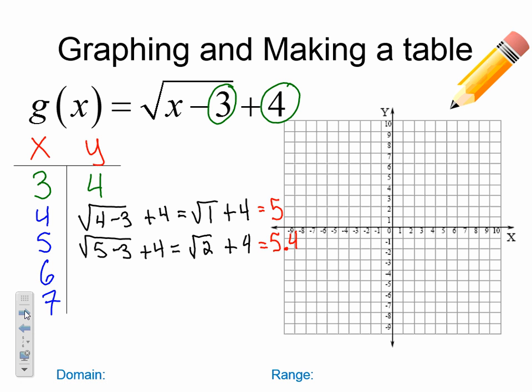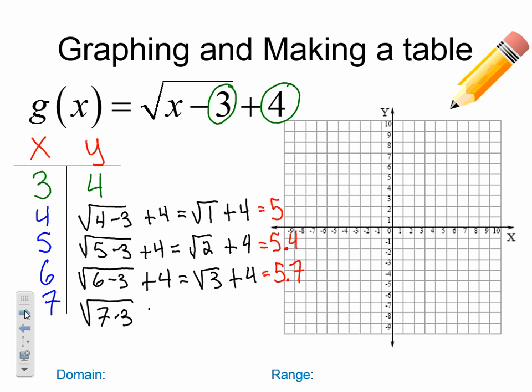Continue on, we're going to do the same thing. Square root of 6 minus 3 plus 4 equals the square root of 3 plus 4. Type that into your calculator. Square root of 3 plus 4. We're going to get approximately 5.7. And our last one here, we're going to take the square root of 7 minus 3 plus 4. We're going to get the square root of 4 plus 4. Well, we know the square root of 4 is 2. So 2 plus 4, and we're going to get 6 for that last one.